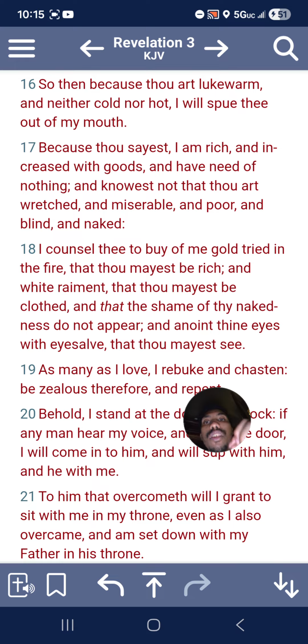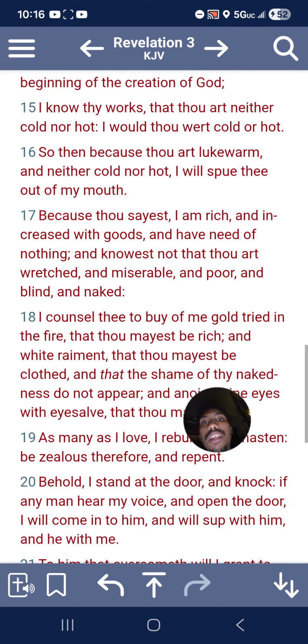Verse 16, it says, so then, because thou art lukewarm and neither cold nor hot, I will spew thee out of my mouth, meaning spit. Spew is talking about spitting out of his mouth. It's not literal, but spiritually it means he'll kick you to the curb, kick you out of the ministry, remove you from the faith, because the Lord doesn't want anyone lukewarm, right? That's why he said, I would thou wert cold or hot. You see?